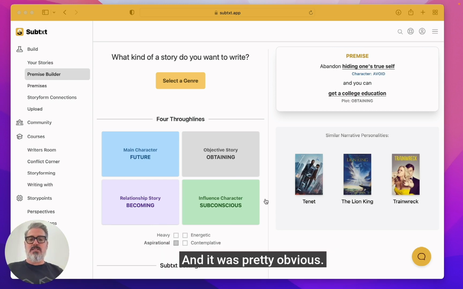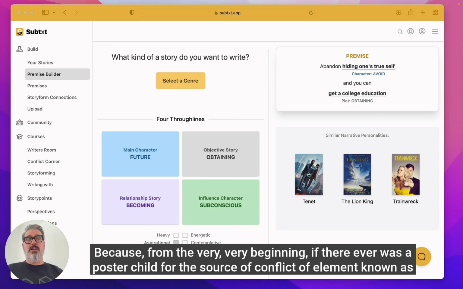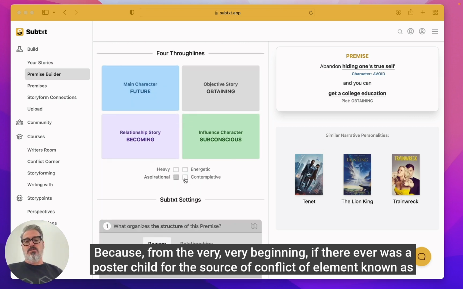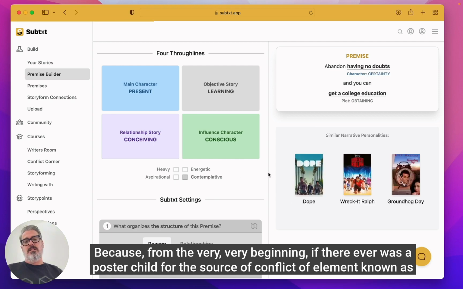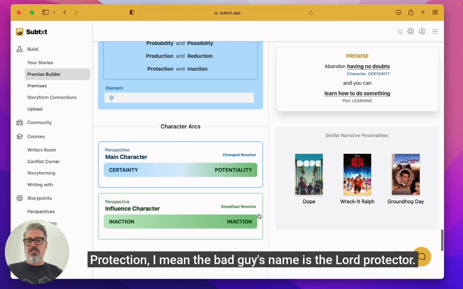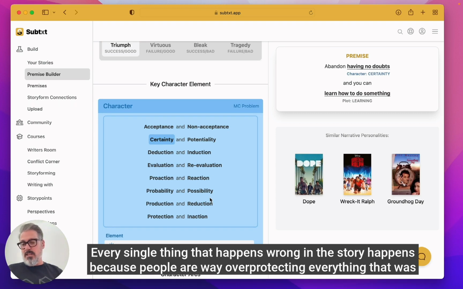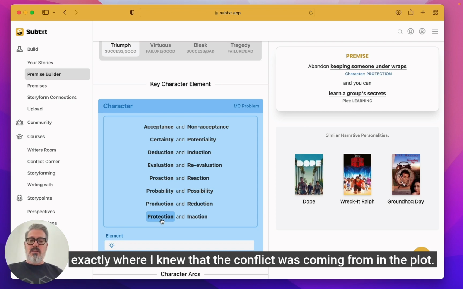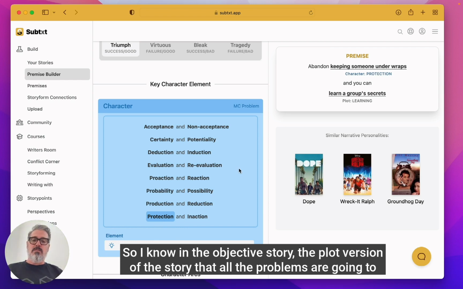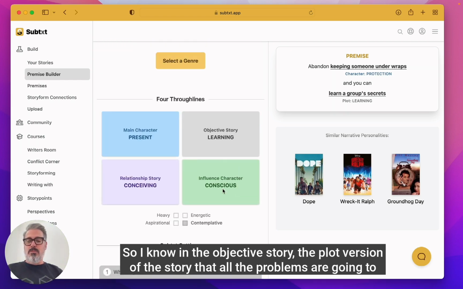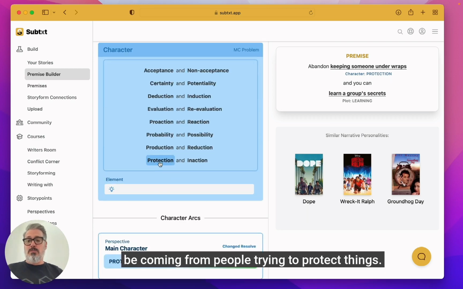And it was pretty obvious because from the very beginning, if there ever was a poster child for the source of conflict element known as protection, I mean, the bad guy's name is the Lord Protector. And every single thing that happens wrong in the story happens because people are way overprotecting everything. That was exactly where I knew that the conflict was coming from in the plot. So I know in the objective story, the plot version of the story, that all the problems are going to be coming from people trying to protect things and they're getting too overprotective of stuff.